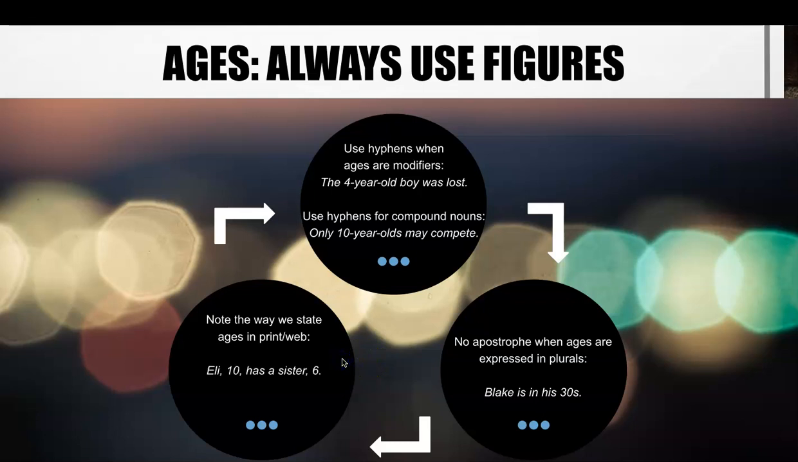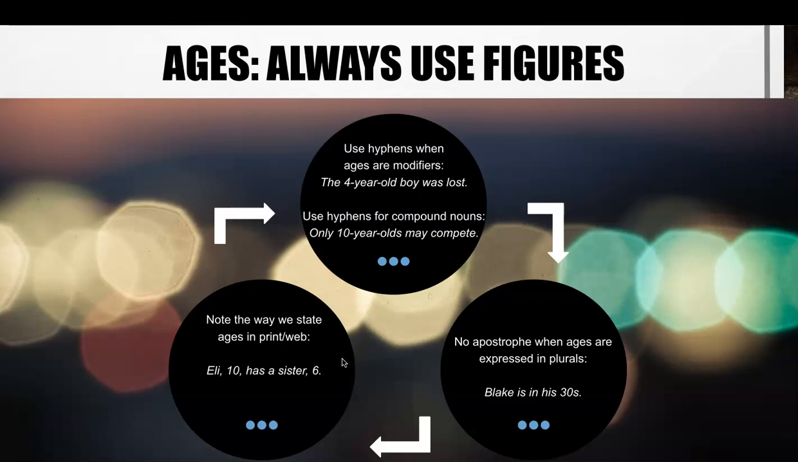Now, we'll practice this because this is a little bit counterintuitive. You would never say this. Right? If I'm going to tell you the news, I'm going to say 10-year-old Eli has a 6-year-old sister. I'm going to put all those modifiers before. It just makes sense. But in print, we can get away with this because our brains can do it.